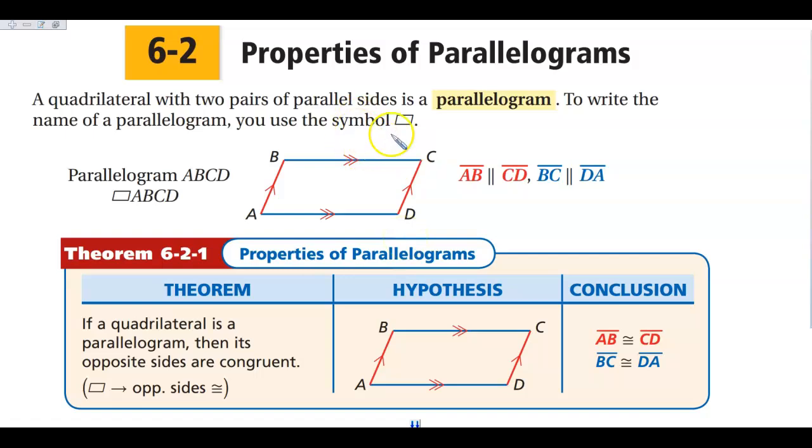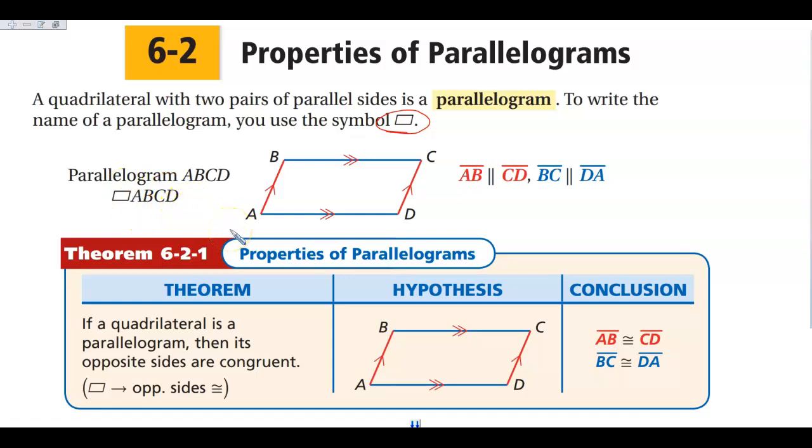All right. In order to write parallelogram, if you want to use the symbol, which is just to draw a little parallelogram, you are more than welcome to do so. We are going to talk about several quadrilaterals over the next few days. This is the only one with a symbol that you can use as a shortcut. None of the others have one, all right? But for parallelogram, we can write the little symbol here, and it does mean parallelogram ABCD.